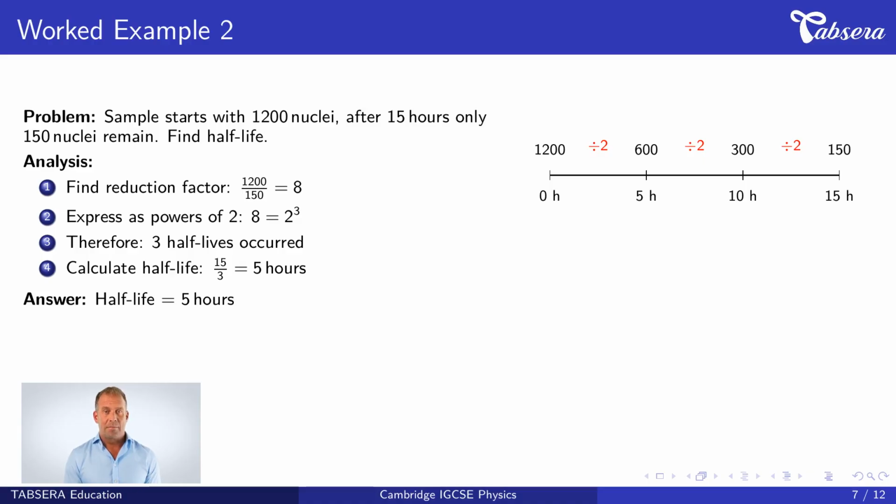Example 2 applies the same principle differently. The problem is, a sample starts with 1,200 nuclei. After 15 hours, only 150 nuclei remain. Find the half-life. Now we analyze systematically.